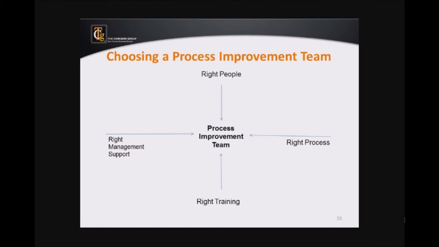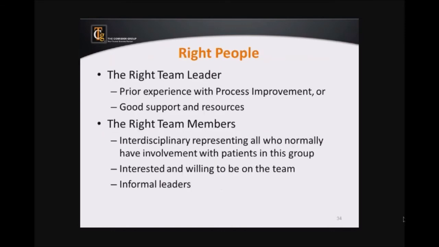The next step is to choose a process improvement team. You don't want to base the selection on who might have more time available. To make sure you don't waste time for yourself and anyone else associated with the project, you want to select the right people, use the right process, give team members the right training, and make sure you have the right management support in place.